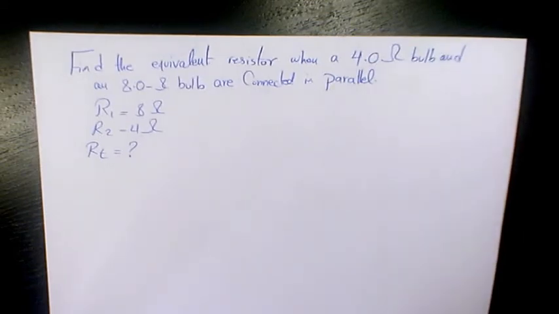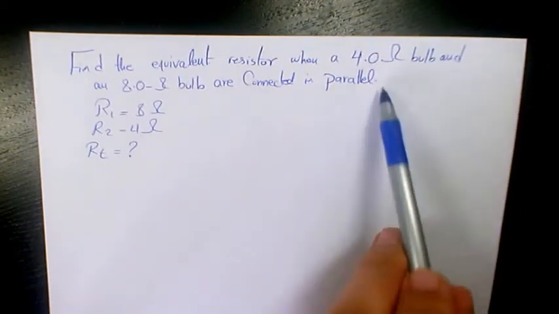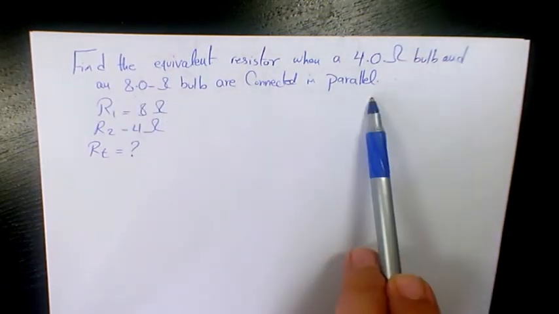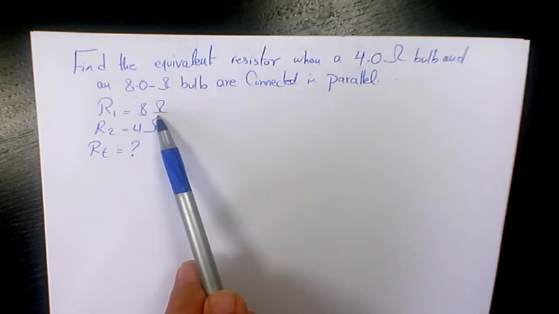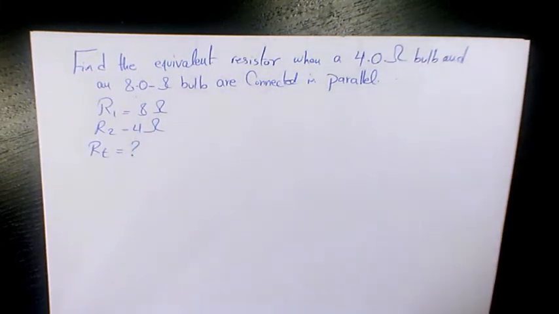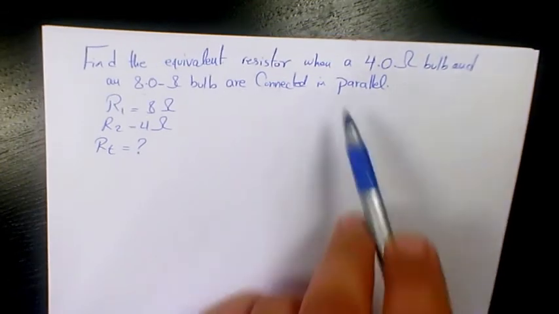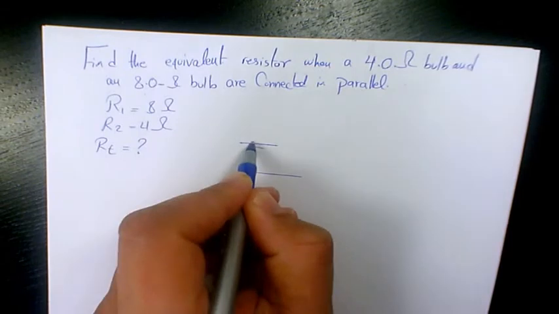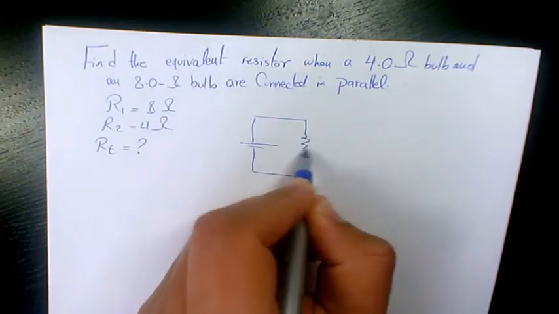Find the equivalent resistor when a 4 ohm bulb and an 8 ohm bulb are connected in parallel. So R1 is 8 ohm and R2 is 4 ohm, and we need to find out the equivalent resistor.